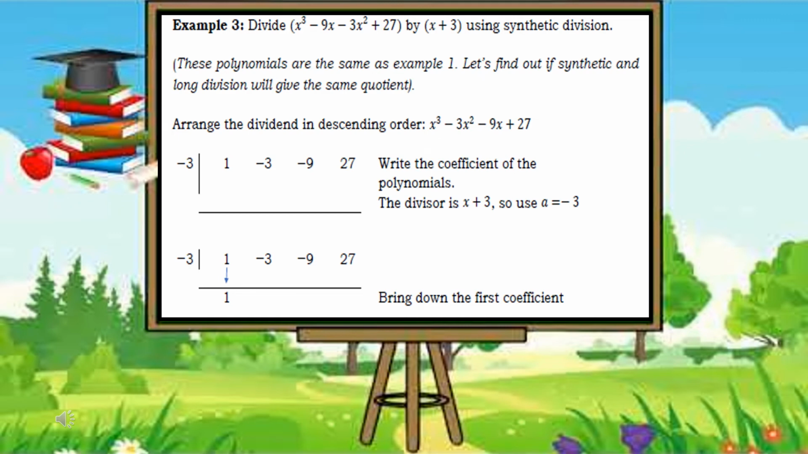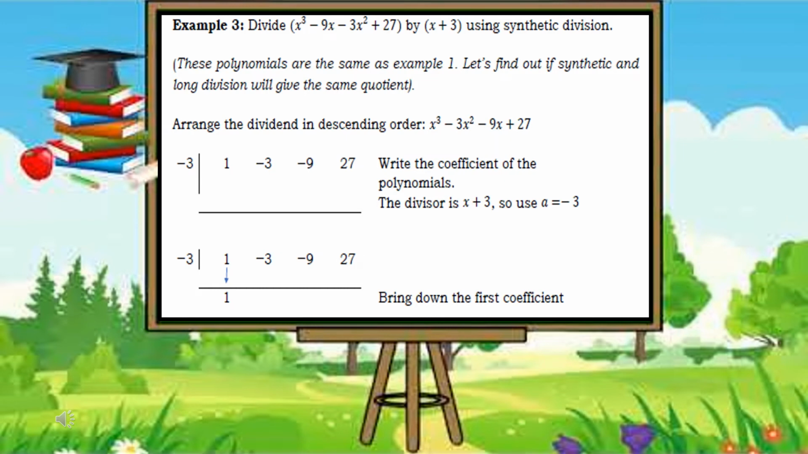So the first step is we're going to arrange the dividend in descending order. So we have here x cubed minus 3x squared minus 9x plus 27. If there is also a missing term, just write 0. Then write the coefficients of the polynomial.